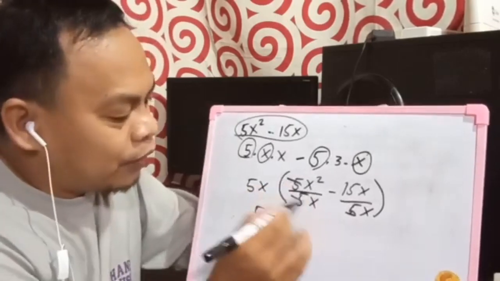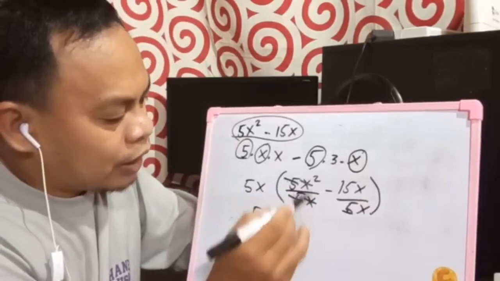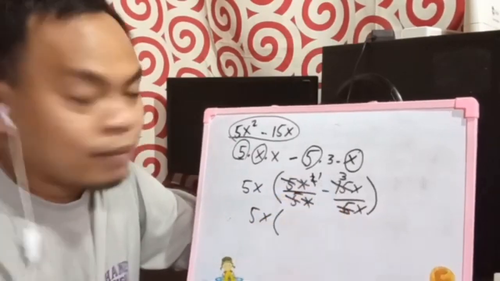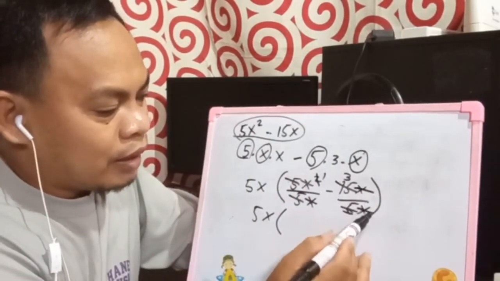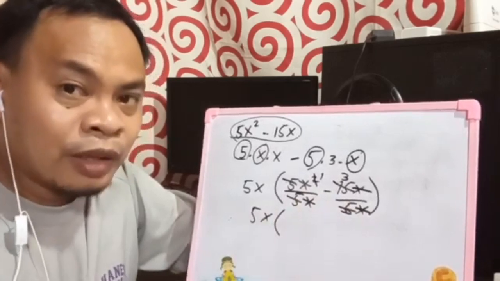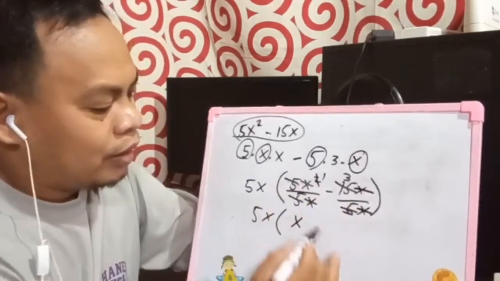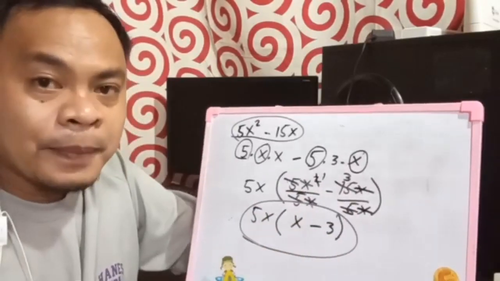So 5 divide 5. Then we have x squared here. X, so may natitira pang isa. Tapos 15 divide 5 is 3. And we have also x. And also x on the denominator. So ang natira is 1x here minus 3. So this is now our answer.